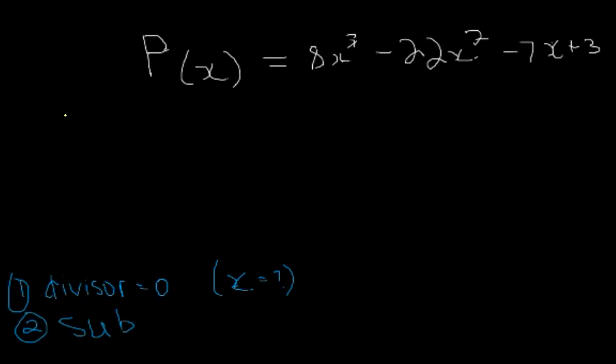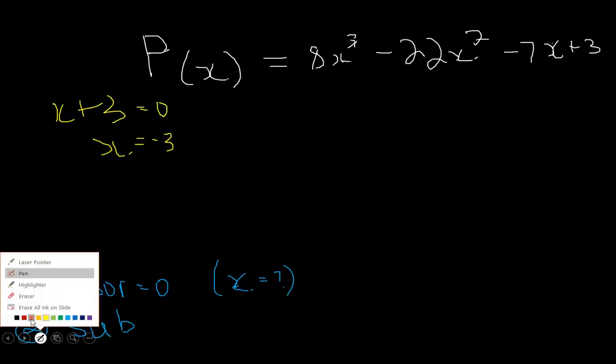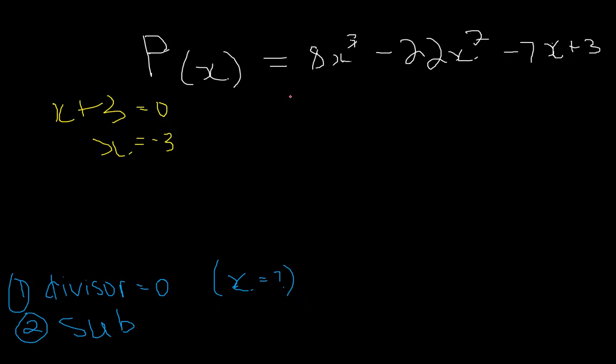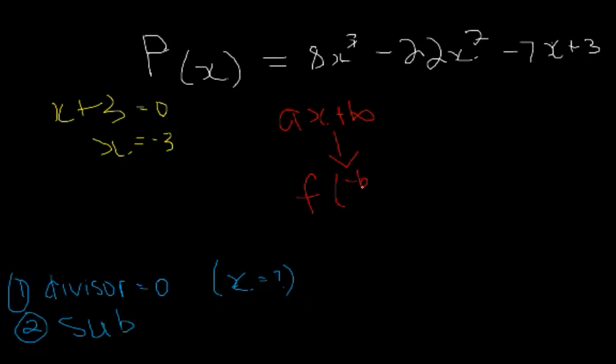We are given the divisor x plus 3. The first thing you want to do is put the divisor equal to 0. That means that my value of x is equal to minus 3. But if you didn't want to do that, you could recall the rule that says, if I'm given a divisor that's in the form ax plus b, then my remainder is f of minus b on a.